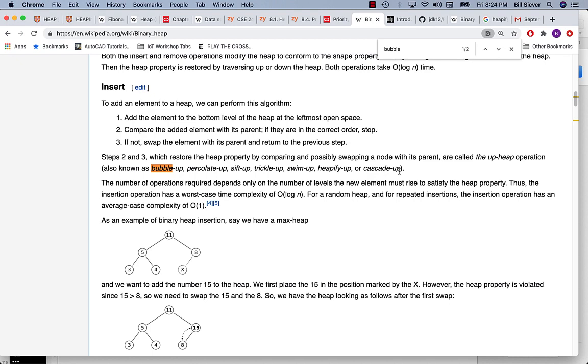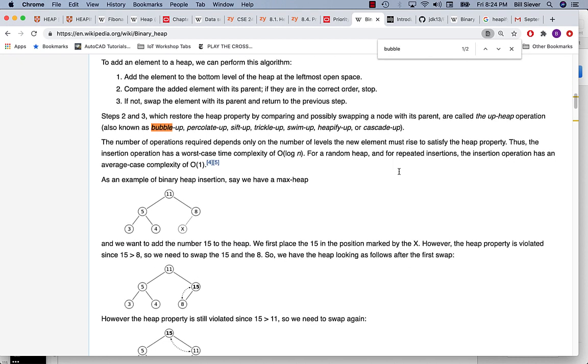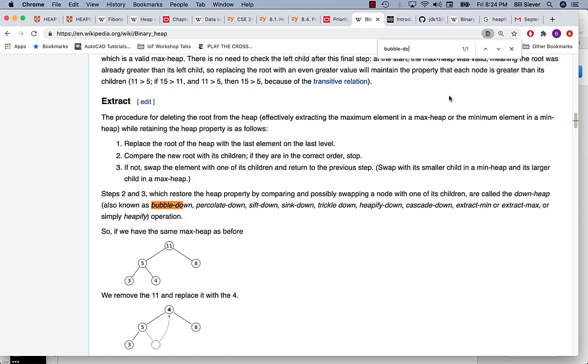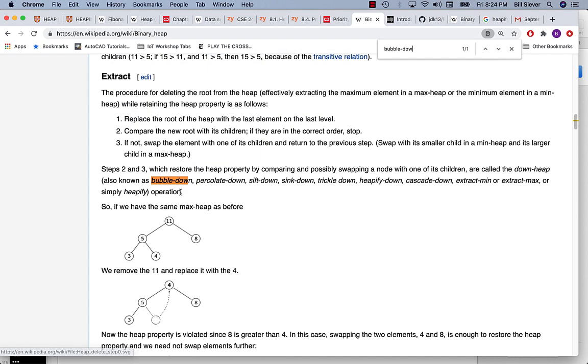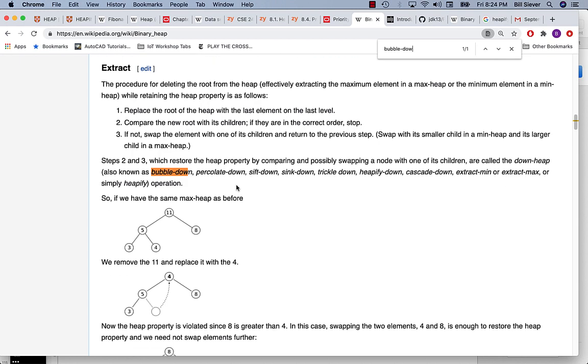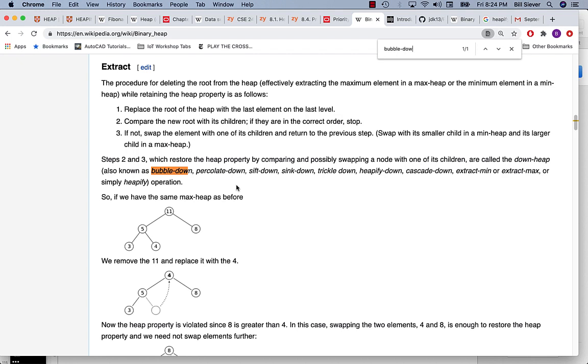for the process of taking a node that's at the bottom of the tree and moving it upward to the proper location. There's a corresponding set of names for the opposite when we remove a node and have to take a value and put it at the root and move it down to the proper place. So common names are bubble down, percolate down, sift down, sink down, trickle down, heapify down, cascade down, extract min, extract max, or simply heapify.